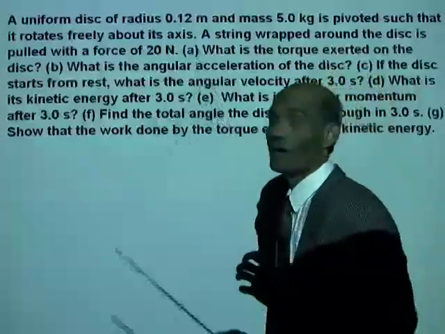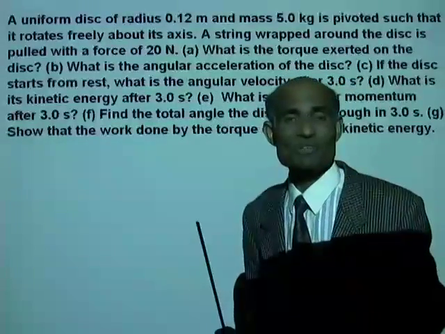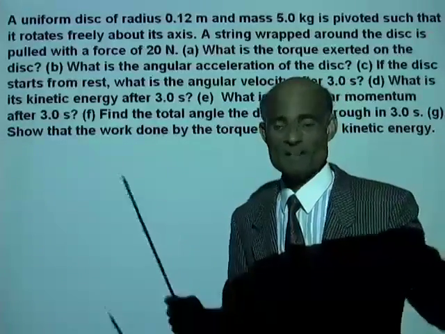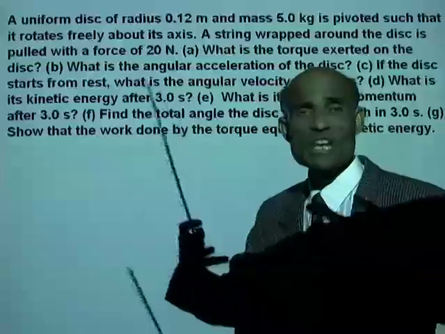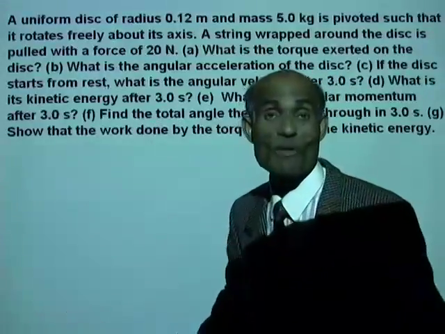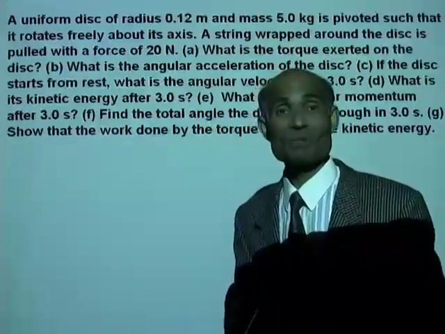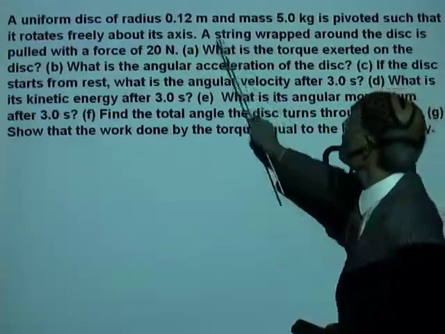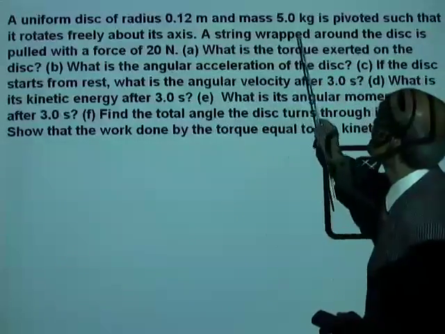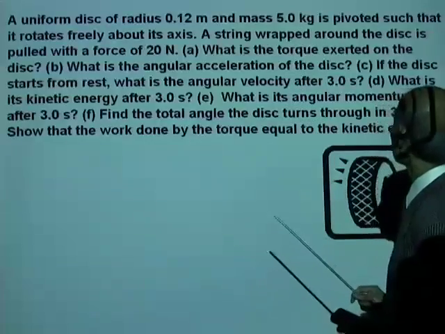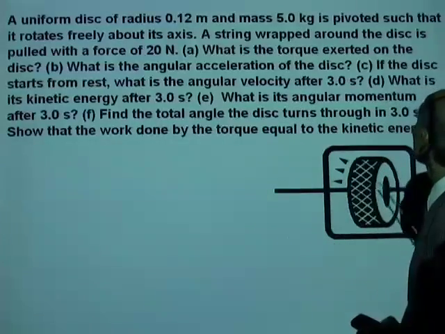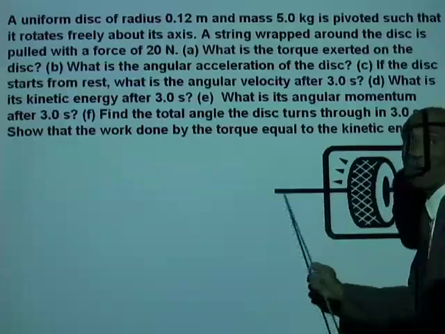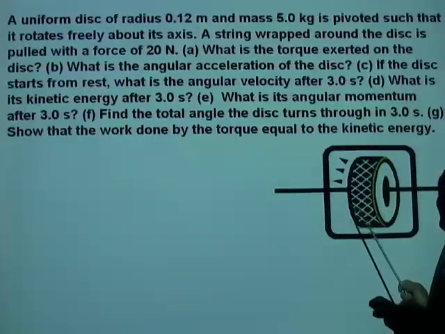All these are one-step problems actually. Just use the principles we discussed so far. So none of these involves more than a single step. Okay, let's go. First of all, we have a disk of radius 0.12 meter and mass 5 kilogram, pivoted so that it can rotate about a horizontal axis.